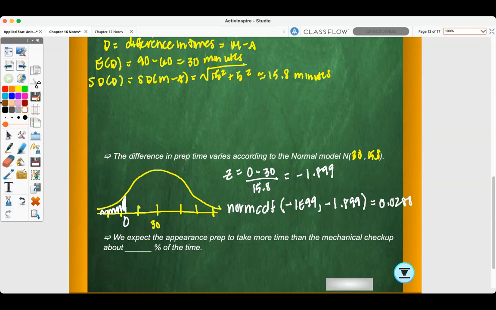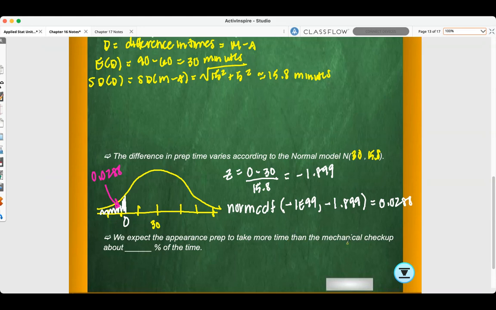So my probability, the area under that curve right here, that area is 0.0288. So we would expect the appearance prep to take more time than the mechanical checkup about 2.88% of the time.